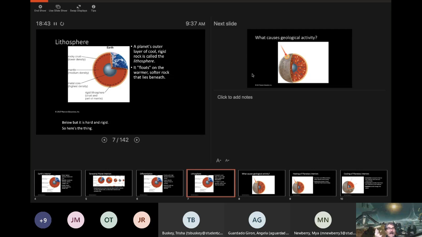So here's the thing. Do all planets have tectonic plates? The answer is no. Venus and Mars, and for that matter, Mercury, do not have tectonic plates. They are one crust. Only the Earth, to the best of my knowledge, has tectonic plates. So those plates are associated with the pieces of the lithosphere that actually float on the mantle.